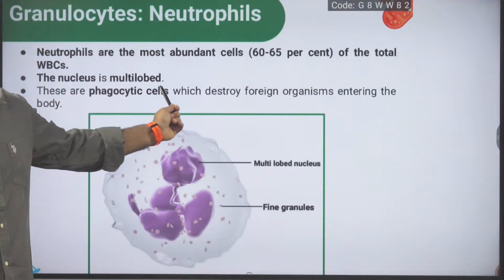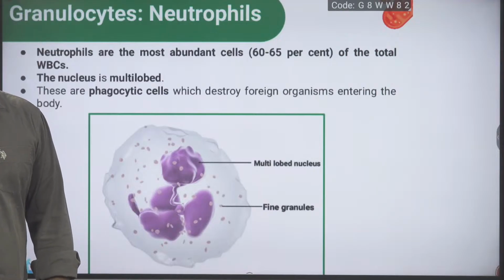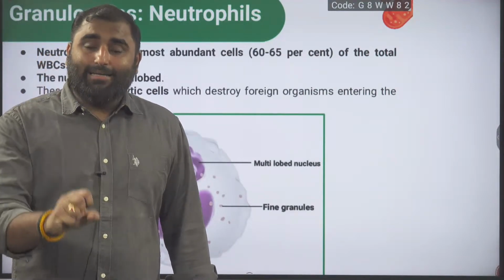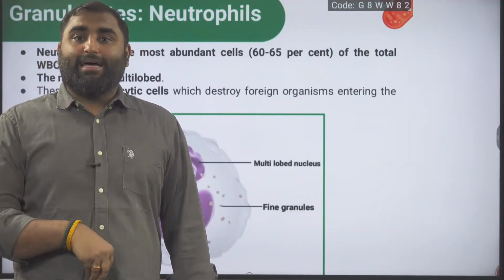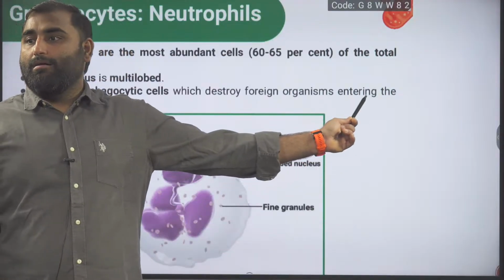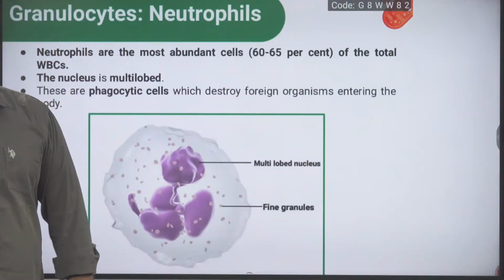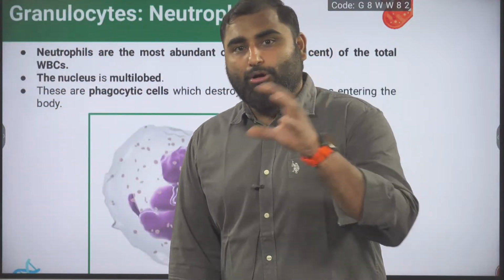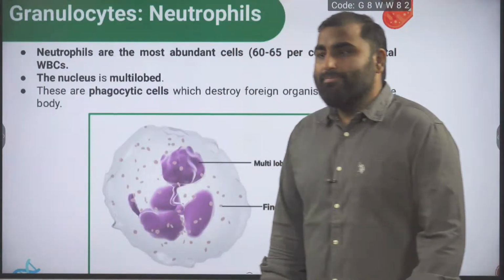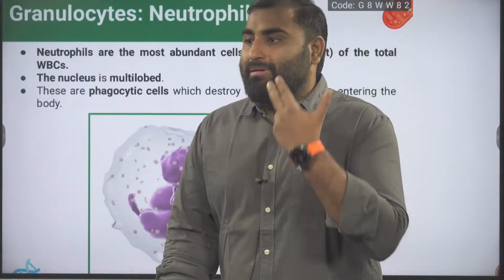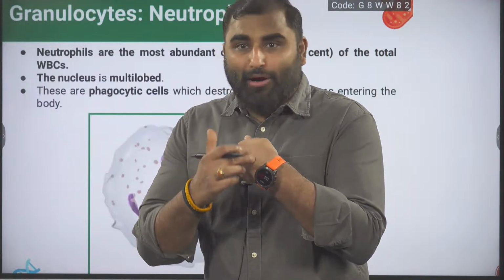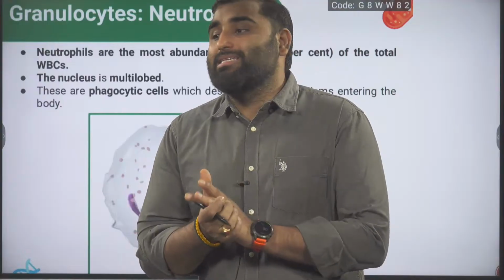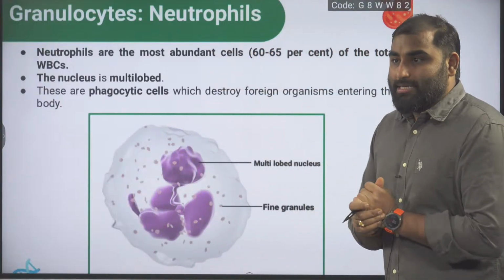The nucleus is multi-lobed. They are phagocytic cells, which means they will come, engulf, eat and digest the microbes. They will eat foreign organisms. So if any infection or foreign body comes into your body, neutrophils will come and try to digest it. You might have seen pus formation, guys. Sometimes you may have got a pimple or boils on your skin. You might have seen white pus coming out, and that white pus is nothing but dead neutrophils.